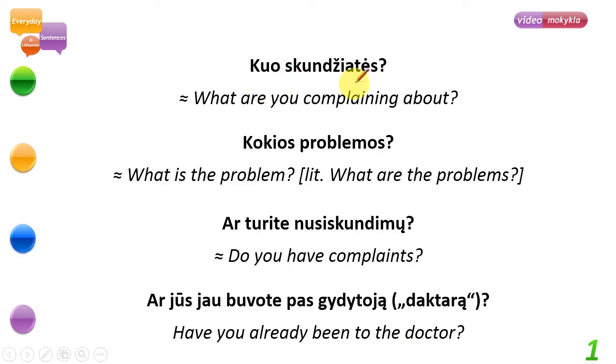Kuo skundžiatės? What are you complaining about? Kuo is the instrumental case. Skūstis kuo? If you're saying aš skundžiuosi, I'm complaining about something, you should say, for example, spaudimu, I'm complaining about the blood pressure, spaudimas, spaudimu. You should use the instrumental case with this verb. So kuo skundžiatės, what are you complaining about?